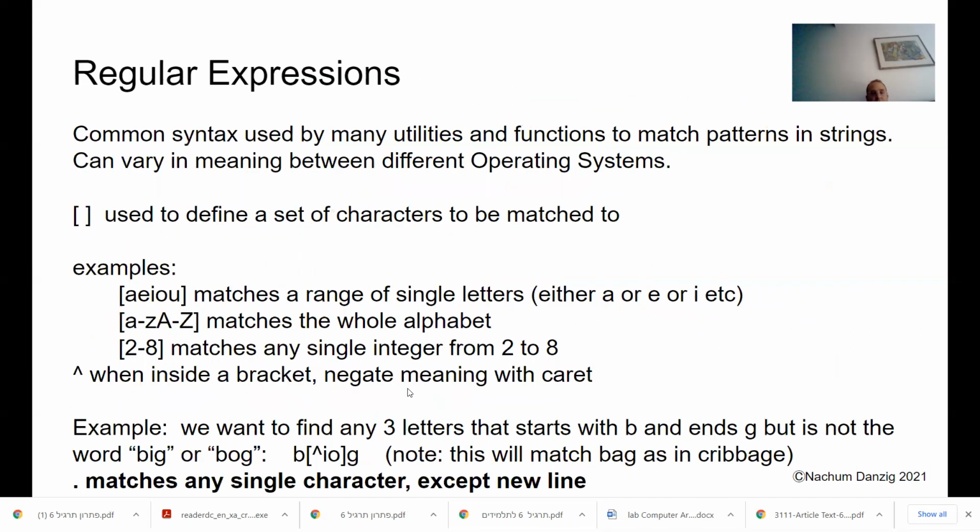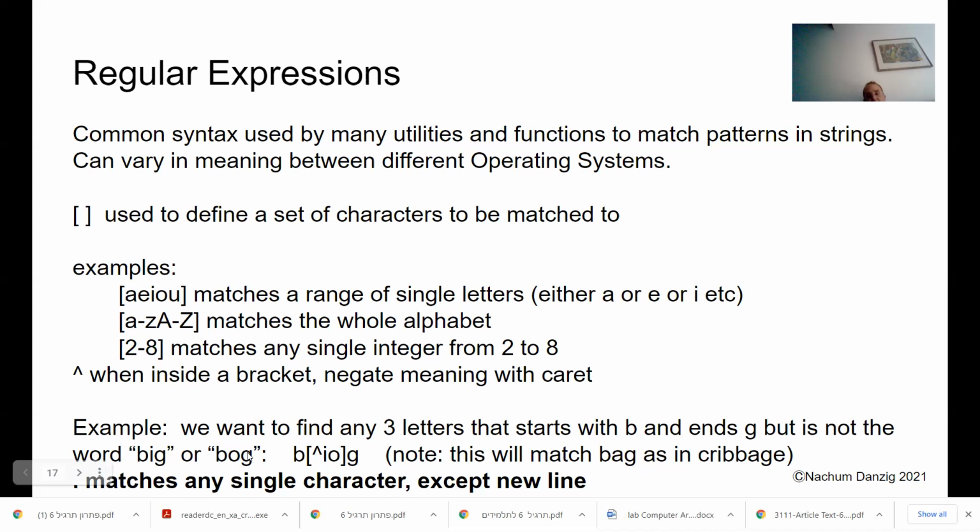But let's go back to regular expressions. You can group. Let's say you wanted to find either big or bog. For example, we want to find three letters that start with B and end with G, but is not big or bog. So how do we do that?